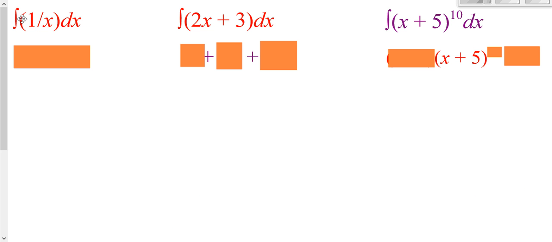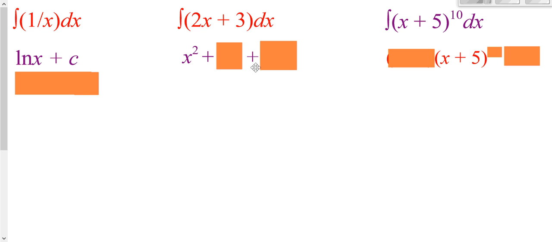So here we have 1 over x. Remember 1 over x, what we said a couple slides ago, goes to the natural log of x. Indefinite integral, remember, plus c. Here you'd have to increase your exponent by 1, so it'd be 2. That means you'd have to have a 1 over 2 in front, but that 1/2 in front with this 2 would just be an x squared. Increase your exponent by 1, so it'd be a 3x, and then your plus c.